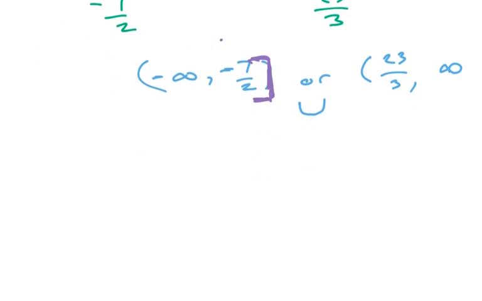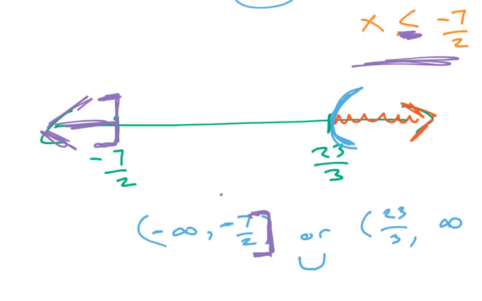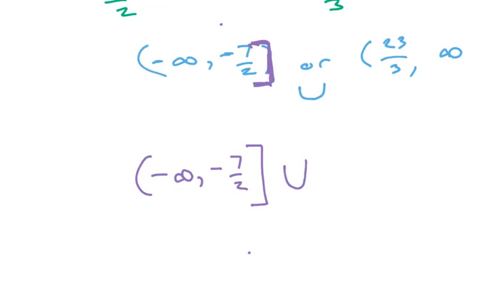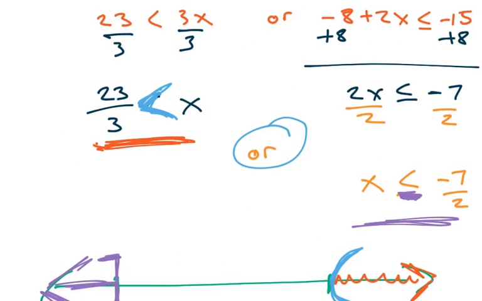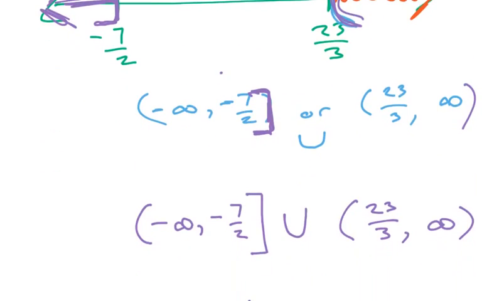Let me rewrite the answer just to be super clear. Negative infinity to negative 7 over 2. Infinities are always with parentheses. This one here is a bracket because we are including negative 7 over 2, union 23 over 3 to infinity, again because this one doesn't have a line under, so we do not include 23 over 3, which is represented by the parentheses. So there's my answer, and that's it.